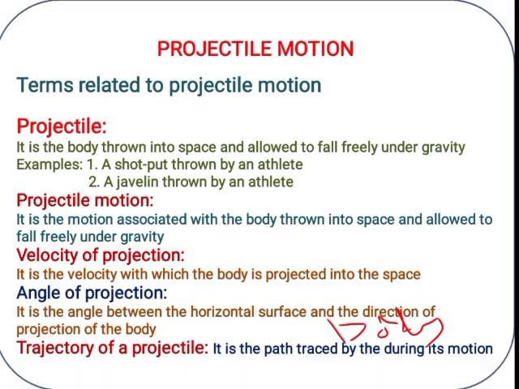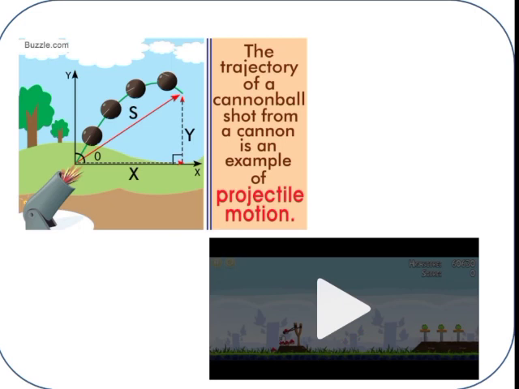Now where do we see such projectile motion, where do we experience the path traced by the projectile? The path traced by the projectile is called what? Trajectory. So this is the path traced by the projectile. Here is a cannon example. This is the path, a parabolic path. Whatever we are observing, that is nothing but the trajectory. This is about the cannonball shot from the cannon. This is a good example for projectile motion.